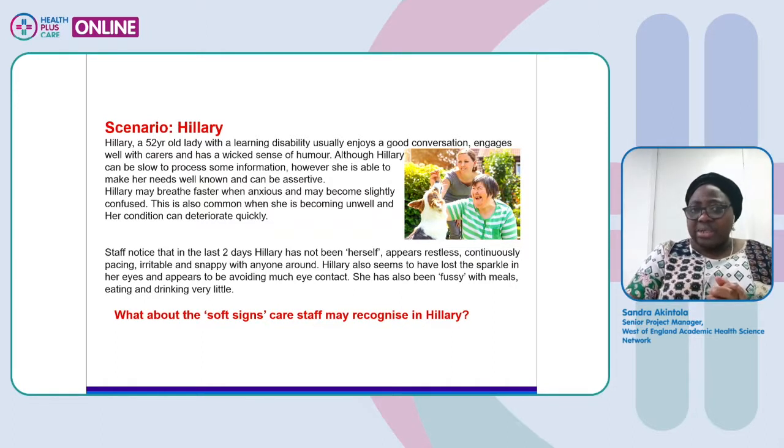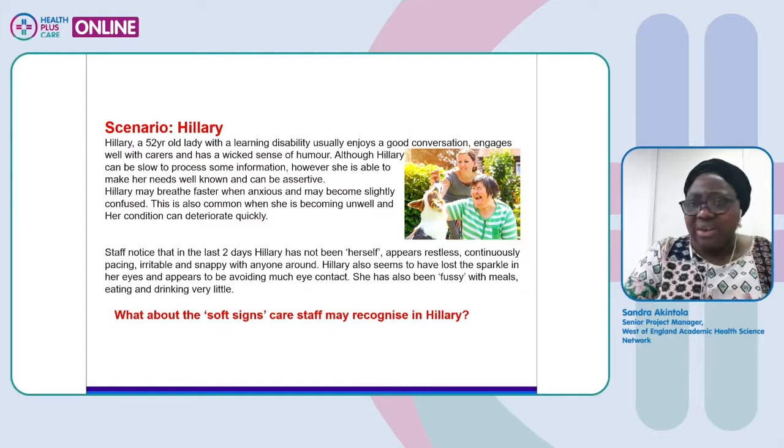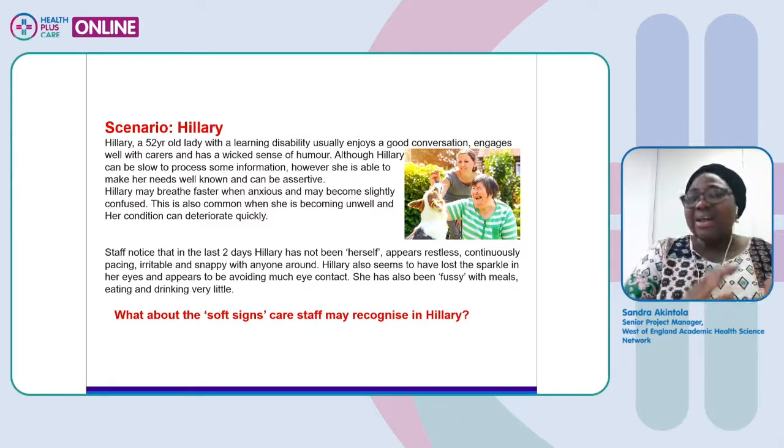Now, I bet you're probably saying, that's not Hillary. That's not the Hillary we know. And that's exactly what the staff supporting Hillary will probably be thinking. So we're saying, yes, these soft signs are already indicating to you that something's not quite right with Hillary, that Hillary may be becoming unwell. It's time for us to do something about it.